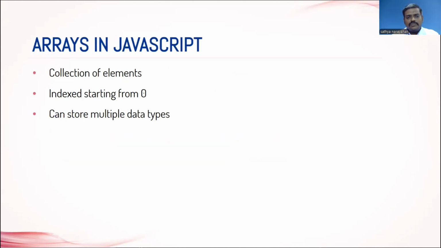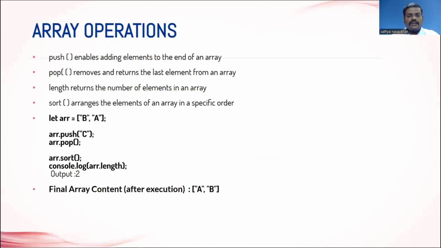Next is the array in JavaScript. A collection of elements is called an array. It starts with the index of 0. It can store multiple data types.